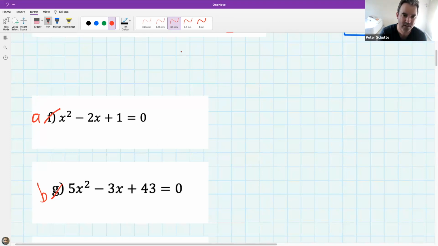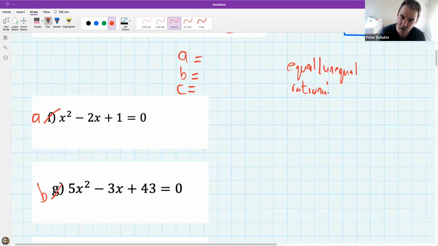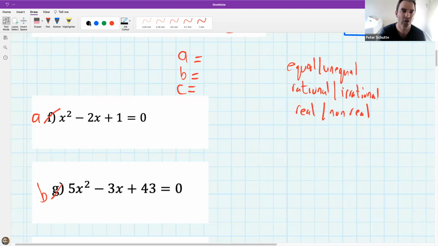You're going to start by deciding what A, B, and C are equal to. And then I want you to decide about the nature of the roots, whether they are equal or unequal, whether they are rational or irrational, and whether they are real or non-real. So those are the three categories that you need to think about when you classify nature of the roots. Okay, everyone, off we go.